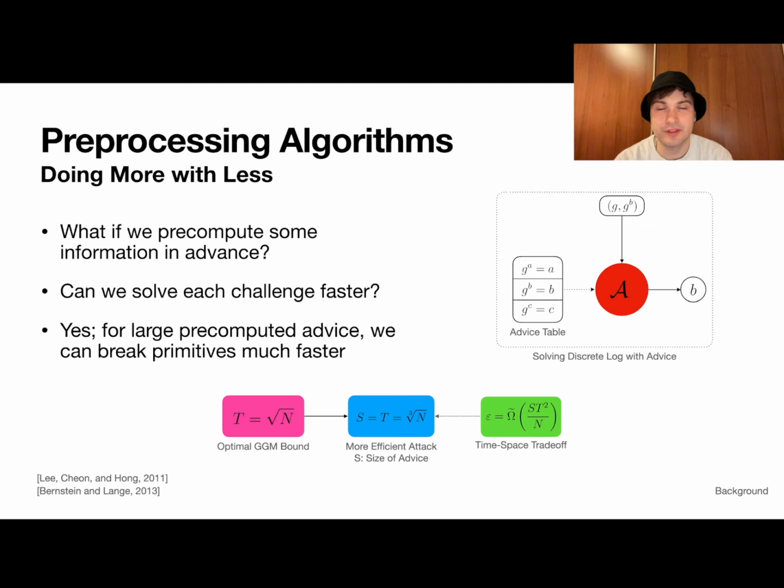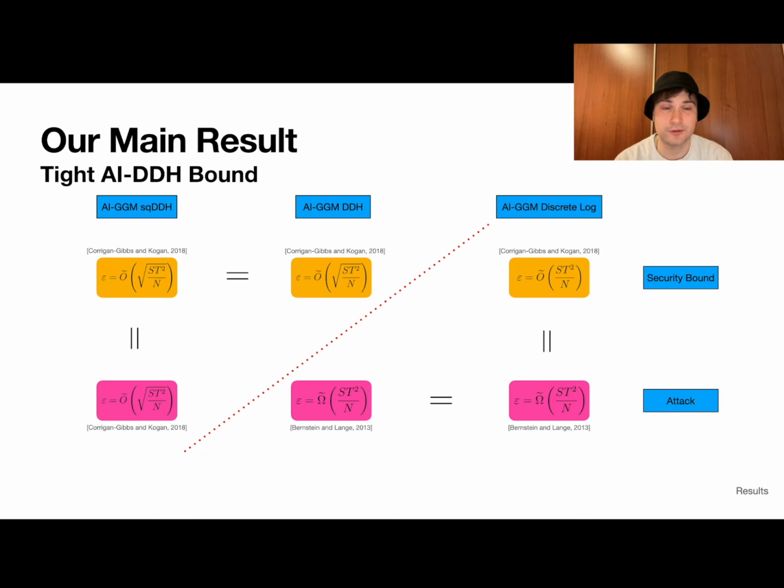Alright, so that's what we have in the preprocessing setting for the discrete log problem, but what about the DDH and square DDH problems? Well, prior to our work, this was the state of the art. Now what you're looking at here is all of the previously known security bounds and attacks for the three problems that we're discussing. On the top, you see the security bounds. On the bottom, the attacks.